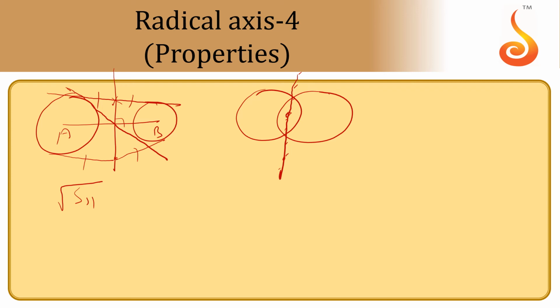Now suppose you take any point on the radical axis as center, and the length of tangent to both the circles, you know that they will be equal. Taking that length of tangent, if you draw a circle, this new circle cuts the two circles orthogonally.